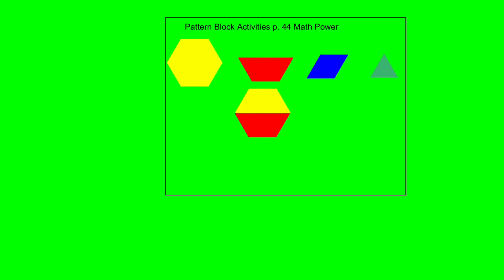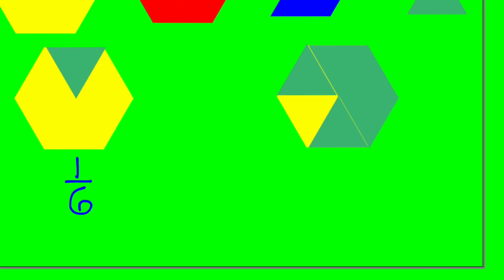So what we did is we said, okay, what fraction of this yellow pattern block is shaded red? Well, 1 part is shaded red out of 2 parts. And then in this one, what fraction of this yellow pattern block is green? Well, 1 out of 6, because you could fit a total of 6 of those triangles in the hexagon. And what fraction of the yellow pattern block has green in it this time? Well, you can fit 5 triangles in there out of 6 possible triangles, so 5 out of 6. So we just did some activities like that.